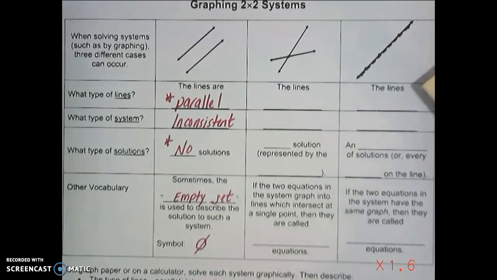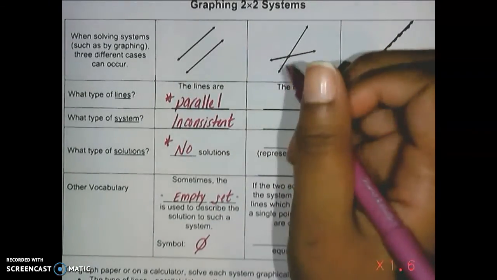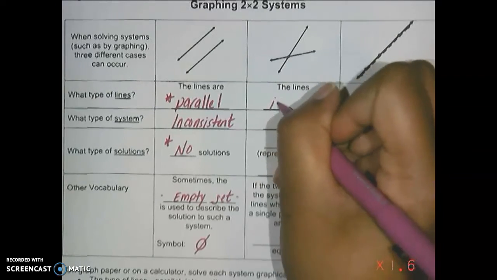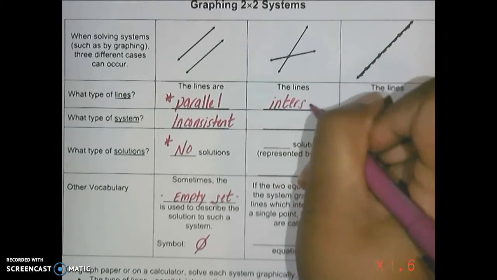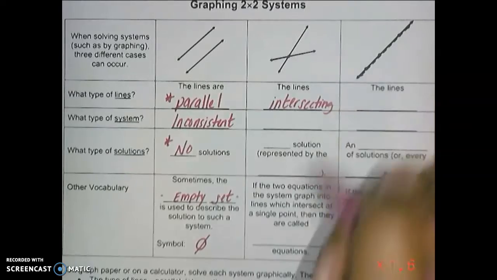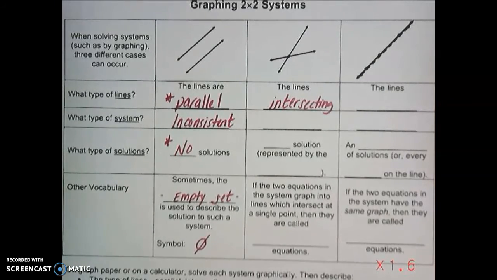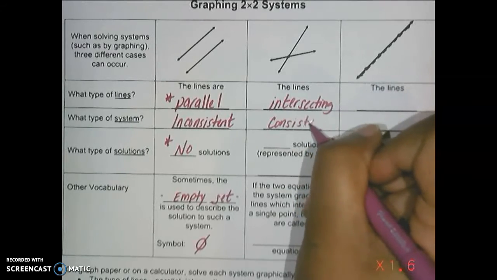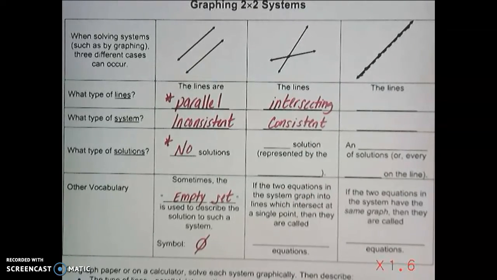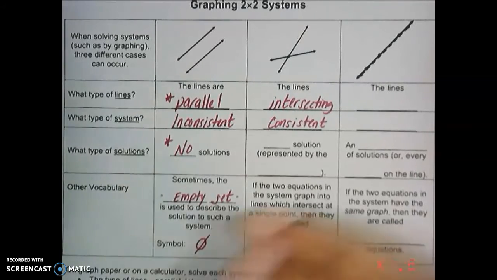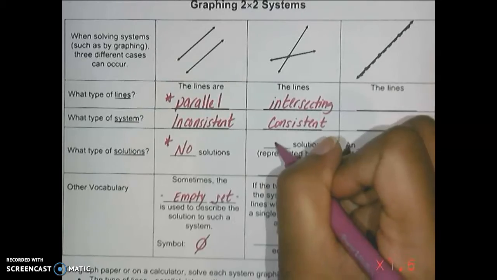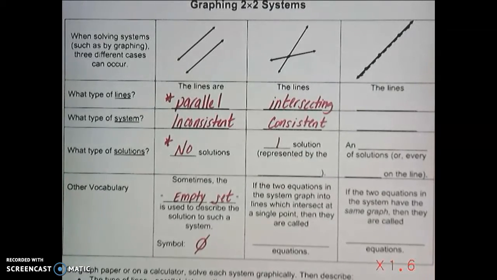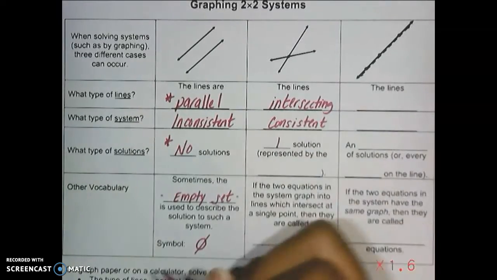All right. Then we have lines that are intersecting. We can't say that those are perpendicular because at the corner, it doesn't make a 90-degree angle. So we have lines that are intersecting. Now here, the type of system is considered consistent. I'm just filling this in so that you have it as a point of reference. But what's most important here, if you have any type of intersecting lines, as long as they meet, then it has one solution. And that one solution is represented by the point of intersection.